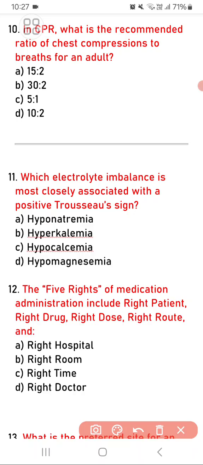In CPR, what is the recommended ratio of chest compressions to breaths for an adult? 30:2. 15:2 is for kids, infant.